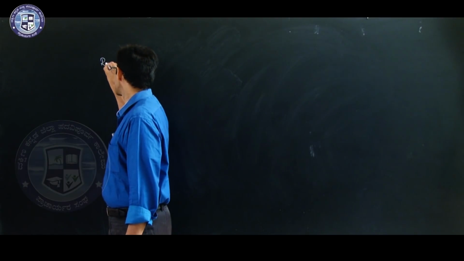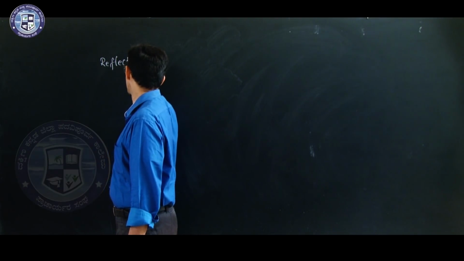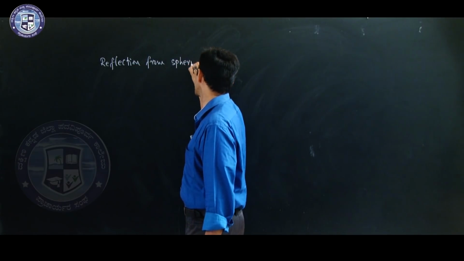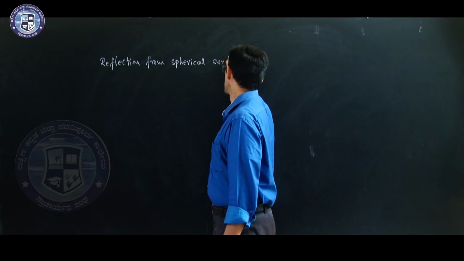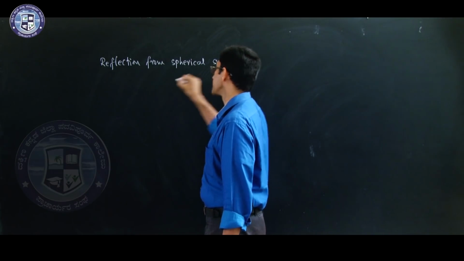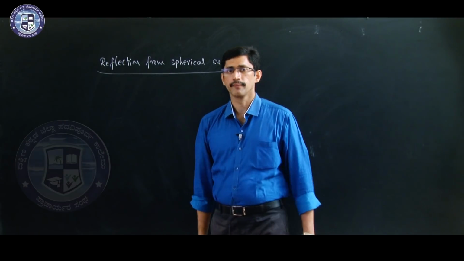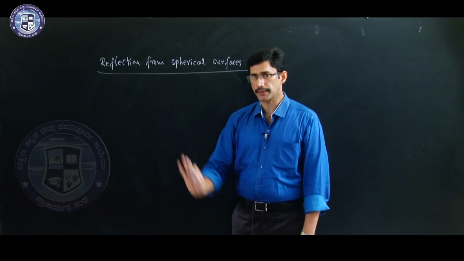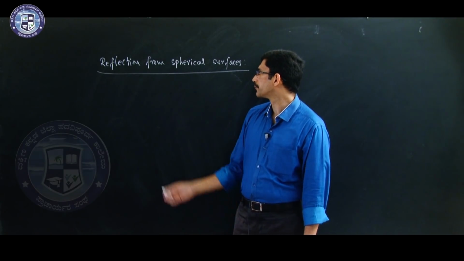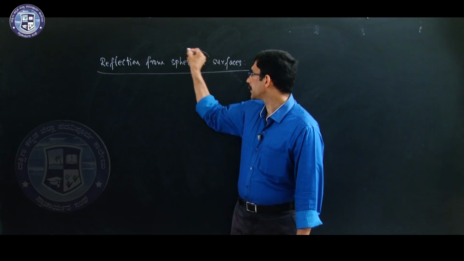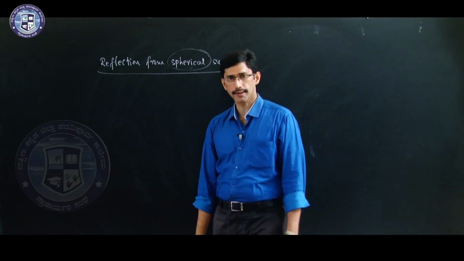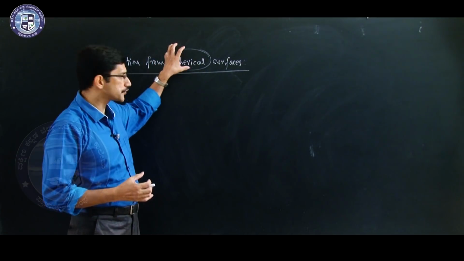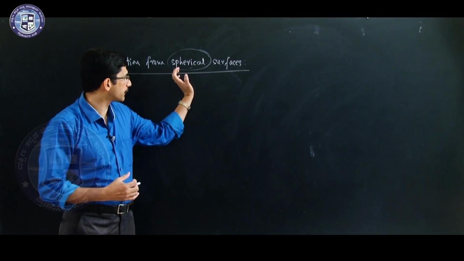Then we will consider the reflection from spherical surfaces. Both are very important here, the reflection from the spherical surface as well as from the plane surface. You know the meaning of the word sphere, right? If you consider a part of that sphere, then the part of the sphere will act like a reflecting surface.